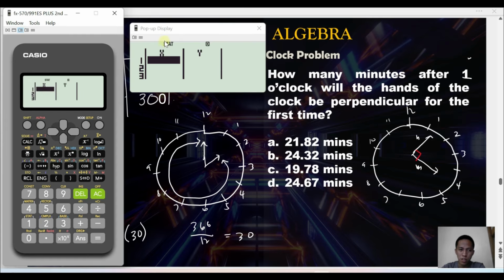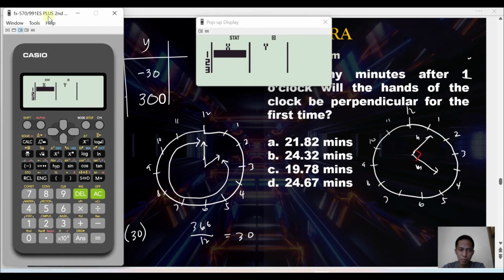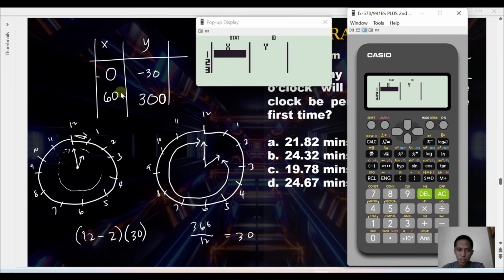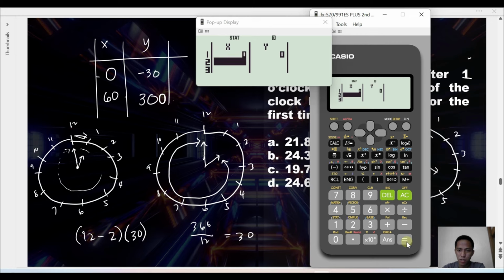So if you input that here, at 0 minutes, we just press equals. Our angle at 0 minutes is negative 30, since our minute hand is lagging behind. So negative 30 equals, sorry for that, that is over on the other side. So that is negative 30.